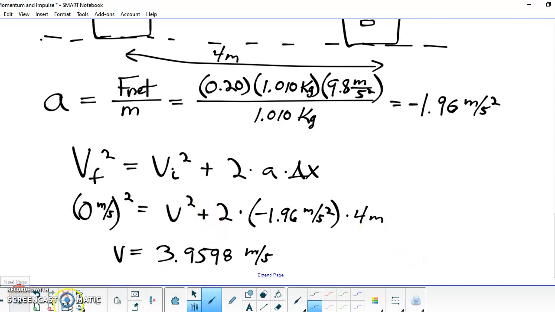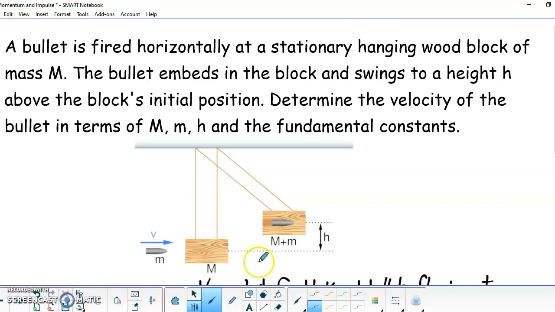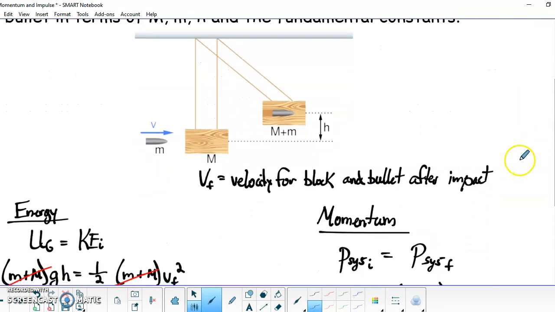Now, the last one we looked at is called a ballistic pendulum. A ballistic pendulum is a bullet being embedded into a block that doesn't slide, instead it swings. So this bullet gets embedded into this block of mass m. It swings up to a height h. That's the maximum height it reaches, so it's stationary there, and then it swings back down. They want to know what's the initial velocity of the bullet in terms of all the other variables.